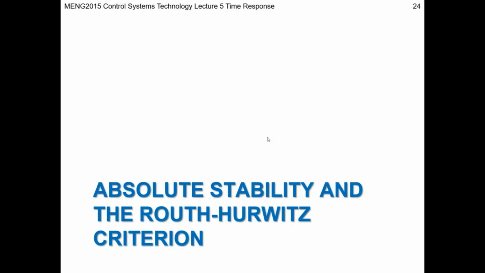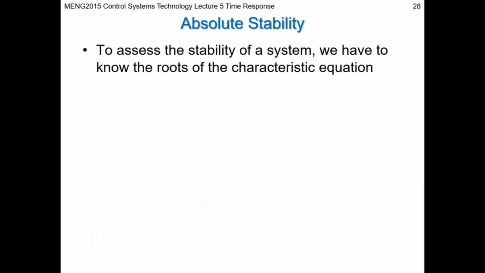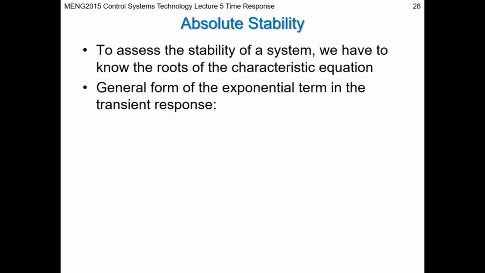So we're going to now look at one of our tools in our toolkit when it comes to control systems. It's called the Routh-Hurwitz criterion, and it's a way of determining whether a system is stable or unstable, just to determine the absolute stability of a system. And it uses the characteristic equation. So to assess the stability of a system, we have to know the roots of the characteristic equation. And the general form, as we just looked at, of the exponential term in the transient response is the exponential term with the coefficient of p plus or minus jq.